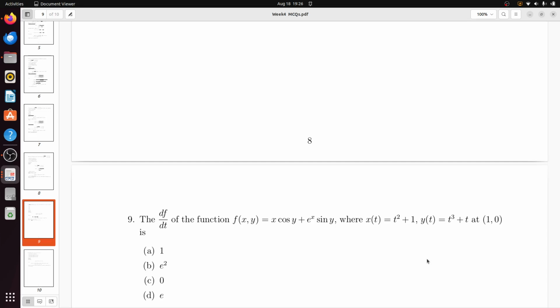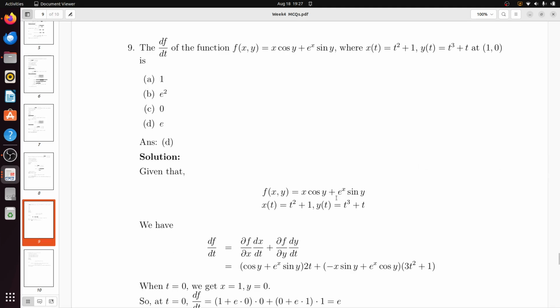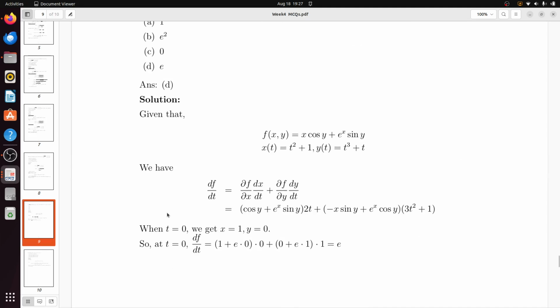Now, how to solve this problem? You just put x equal to t square plus 1 and y equal to t cube plus t. If you put these, then this function of two variables will reduce into a function of one variable. Oh sorry, they have actually used the chain rule.